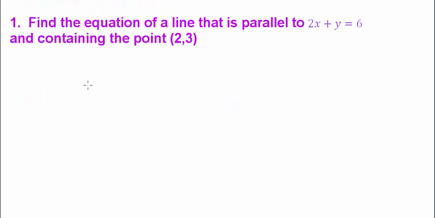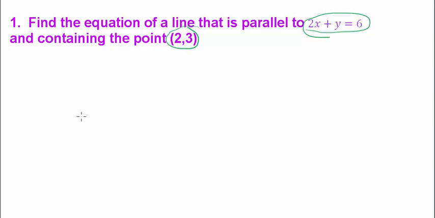For my first problem, I would like to find the equation of a line that is parallel to 2x plus y is equal to 6, so the line that is represented by this equation, but that also contains the ordered pair (2, 3). Again, we want it parallel to the line that represents this equation, but the line must also go through this ordered pair.